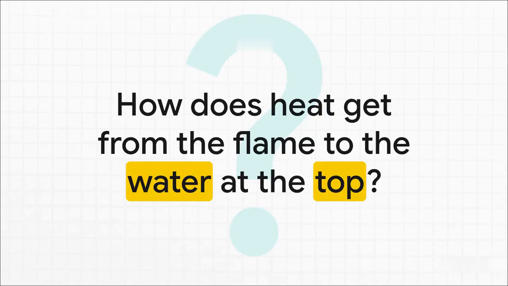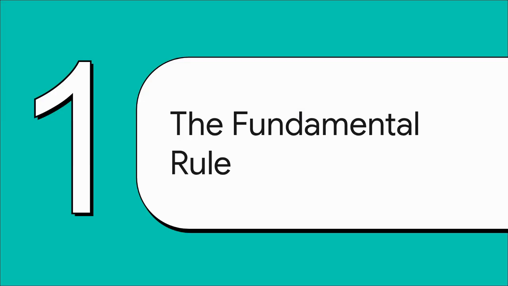Let's start with a classic kitchen puzzle, a pot of water on a stove. The flame's way down at the bottom, but somehow the water at the very top gets boiling hot. Seems simple enough, but what's really going on? How does that heat energy travel all the way from the flame, through the solid metal of the pot, and then up to the very top of the water? Let's figure it out.